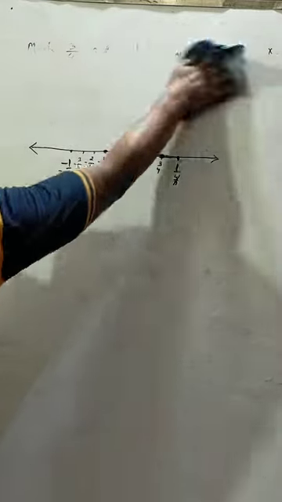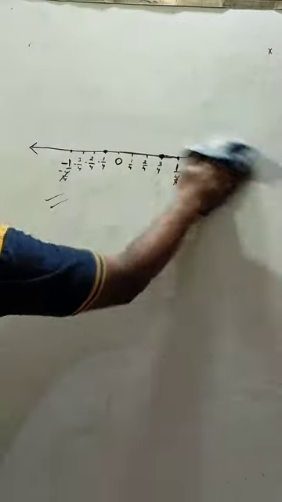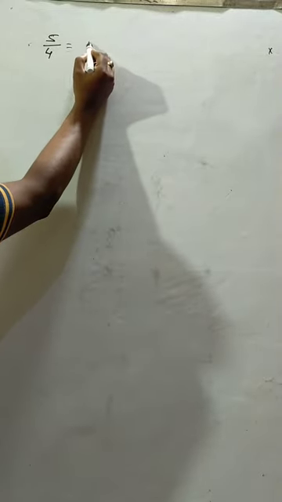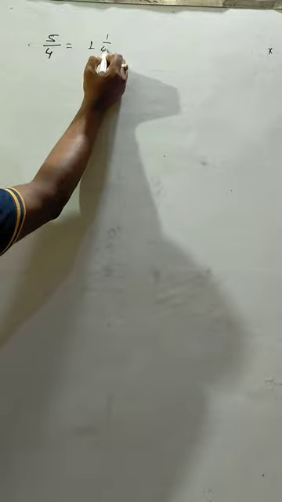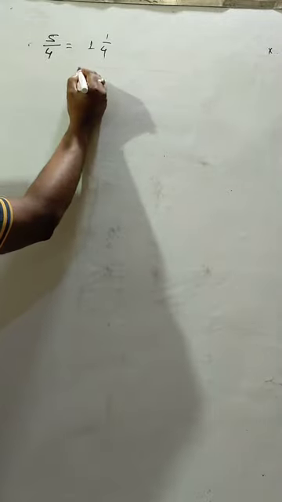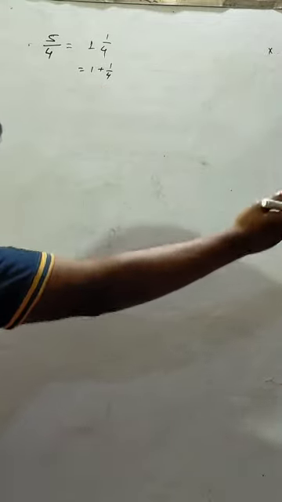Okay, I'm giving one question from my side. If the rational number is greater than 1, what will you do? Suppose this is 5 by 4 and you have to represent 5 by 4 on the number line. First of all, think 5 by 4 can be written as 1 whole 1 by 4. That means it is greater than 1, so this can be written as 1 plus 1 by 4. It is 1 by 4 part more than 1.